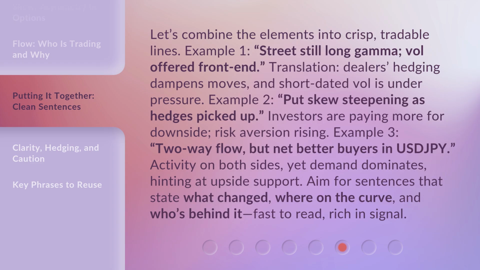Risk aversion rising. Example 3. Two-way flow, but net better buyers in USD/JPY. Activity on both sides, yet demand dominates, hinting at upside support. Aim for sentences that state what changed, where on the curve, and who's behind it. Fast to read, rich in signal.